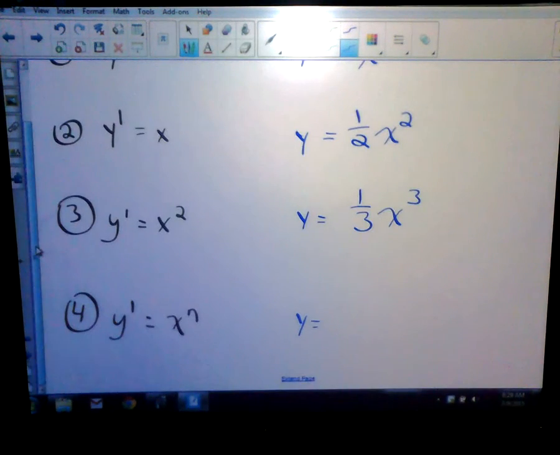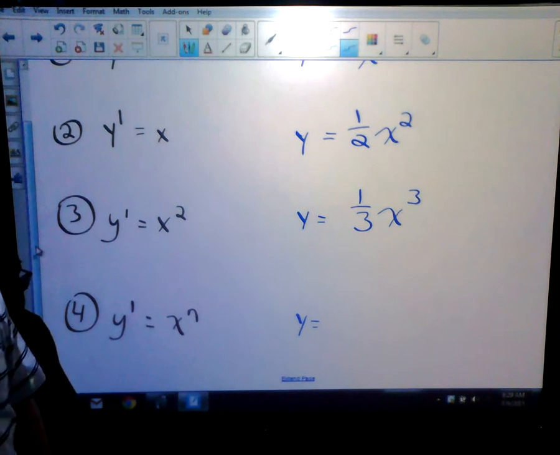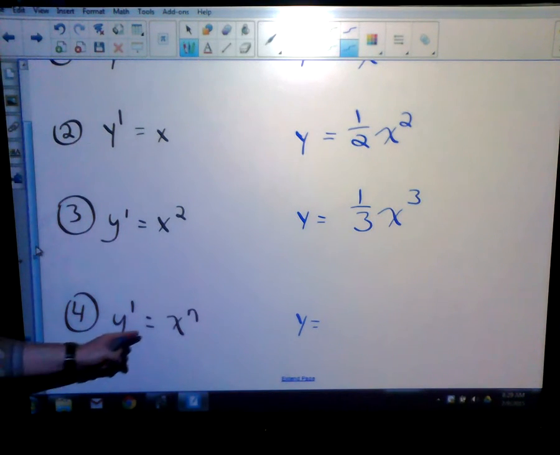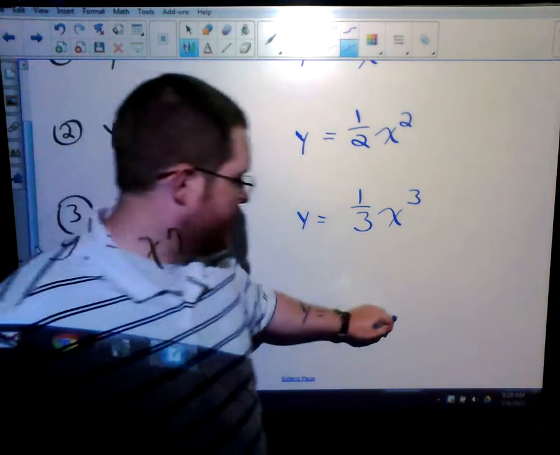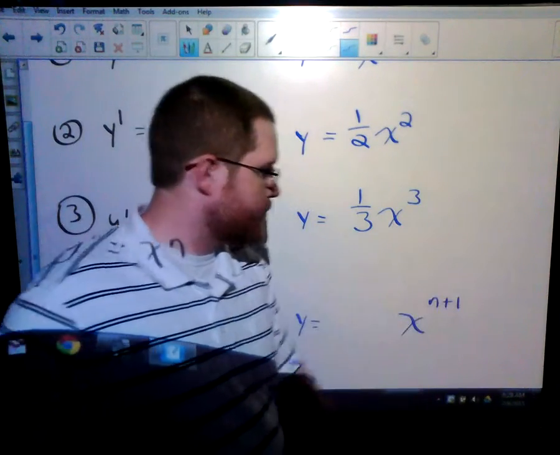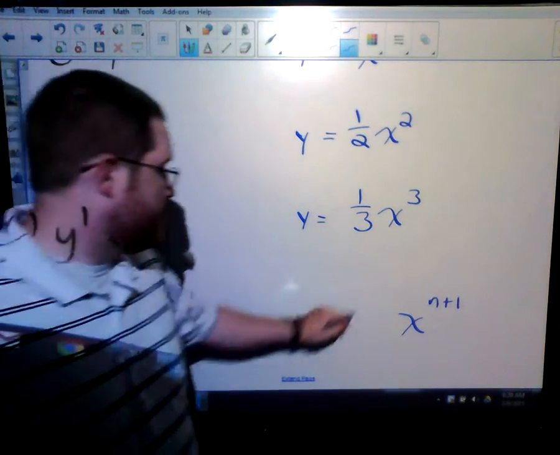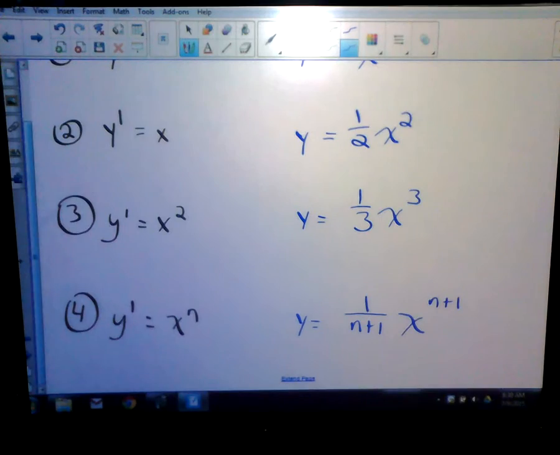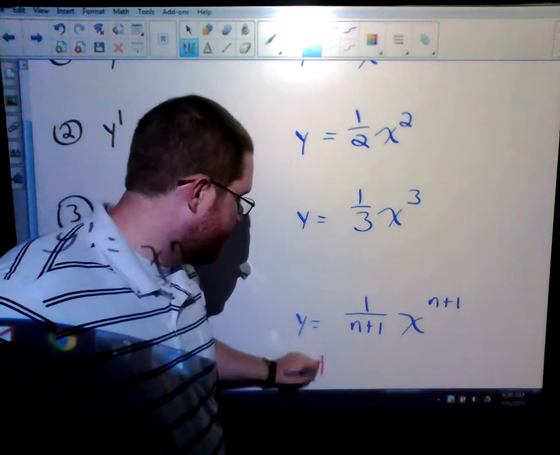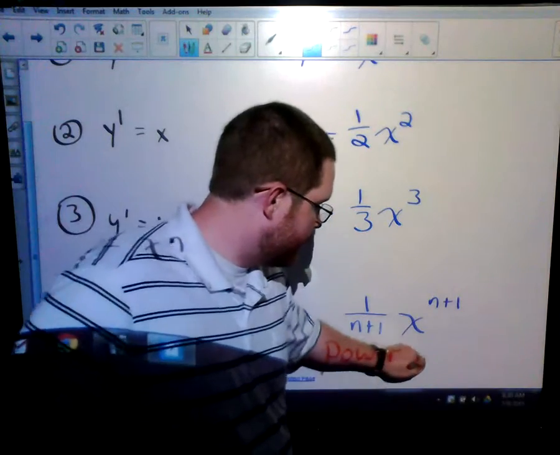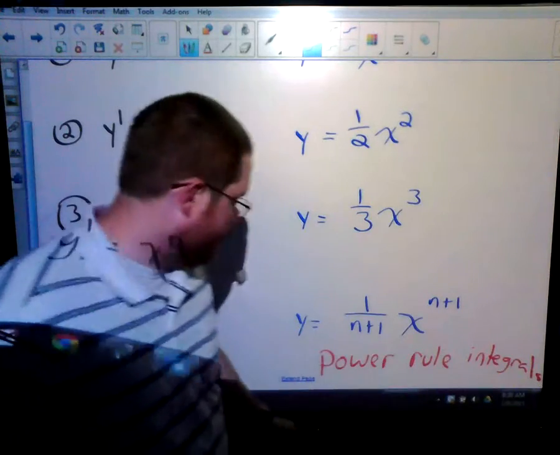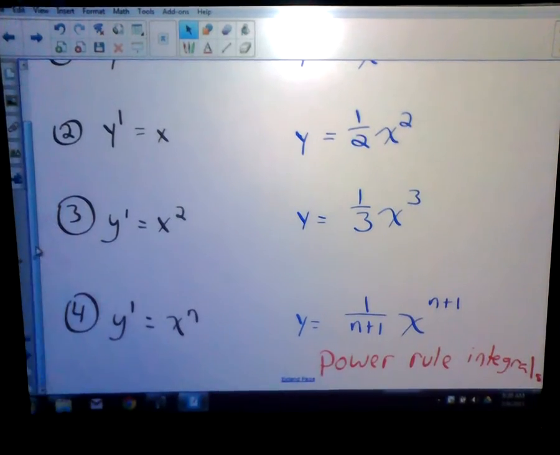Let's use a general rule. This is the power rule for integrals. Just like there's a power rule for derivatives, there's a power rule for integrals. What is the antiderivative of x to the n? It's x to the n plus 1. But I've got to balance that out by putting a 1 over n plus 1 in front. That's the general rule that we use. That's the power rule for integrals. You'll get very good at that in the next couple weeks. Okay? Power rule for integrals.